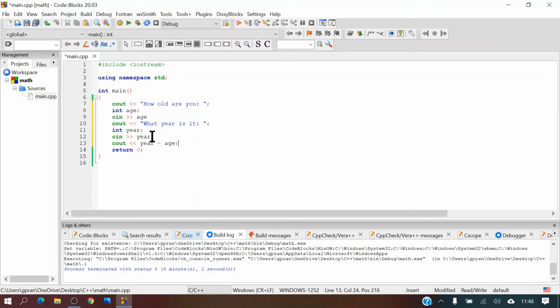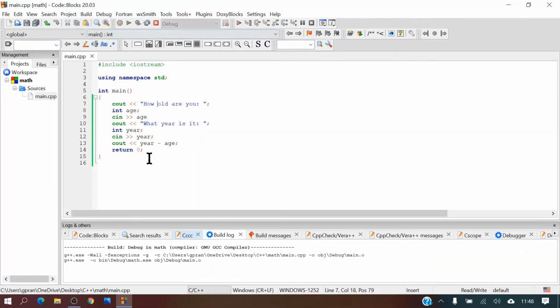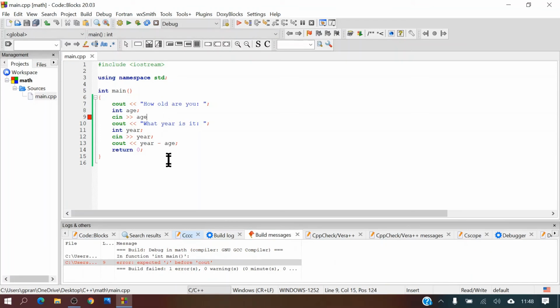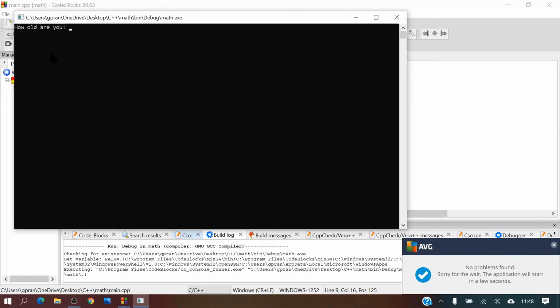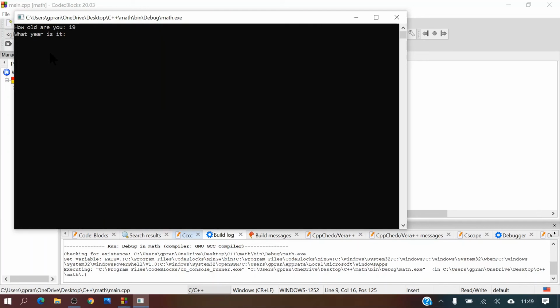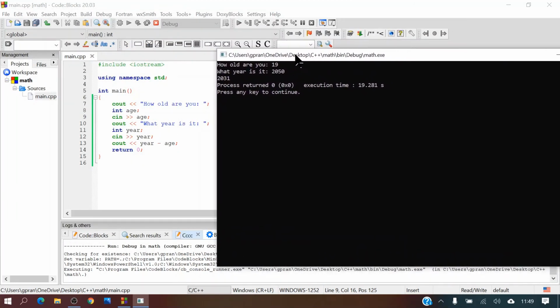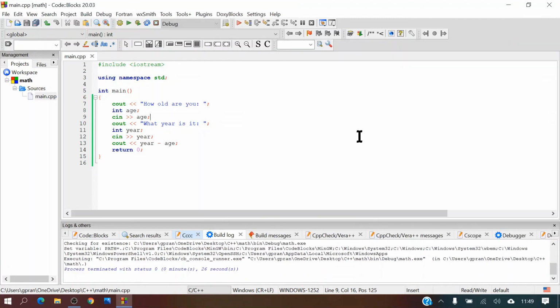The reason why I included years is because obviously it's not always 2020. It can be 2030 or something. So let's just run this program. Now let's hope it works. There you go. How old are you? Say 19. What year is it? 2050. That means you must have been born in 2031. Pretty simple.